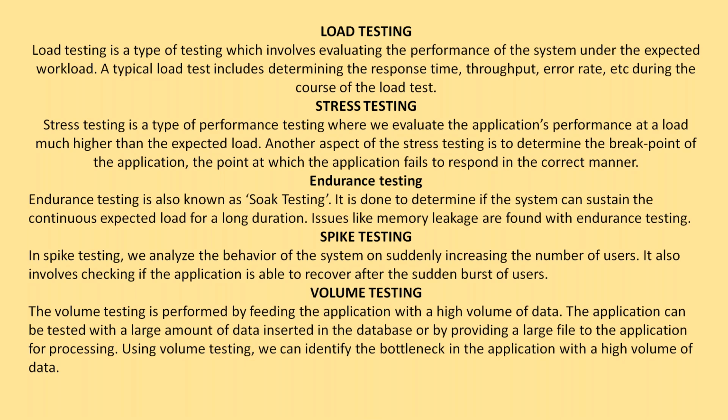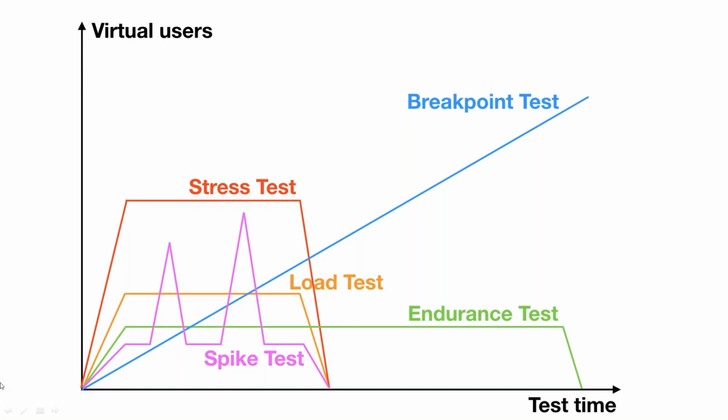Simple. Okay. Spike testing, the best example is a fire sale. We have this Big Billion Day sale, right? The moment it launches, so many people will come up, and then the item is gone, and they go away. Then again after 1 hour they come up and try to buy it, and then again they go back. So if you look at this graph, remember this graph. This graph basically helps you remember all the types of testing in one place.